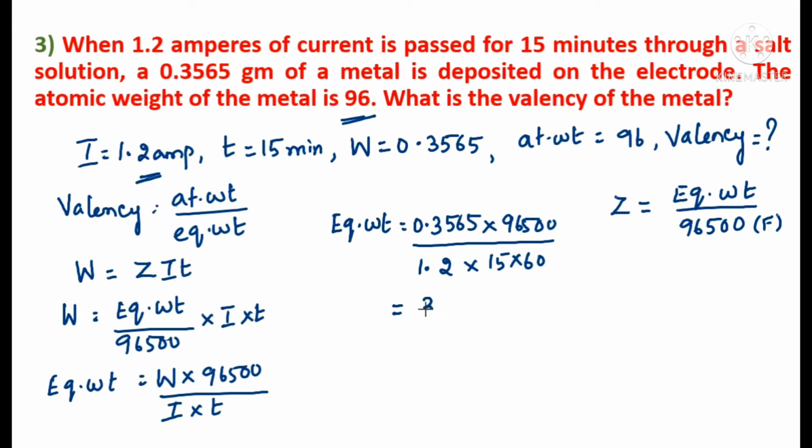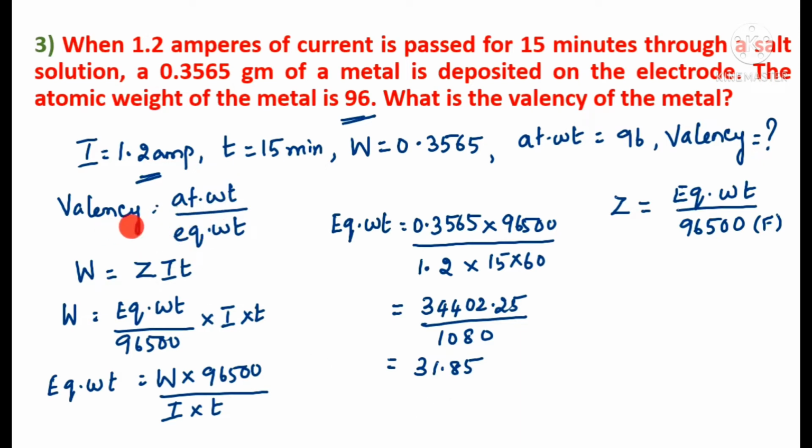So 34,402.25 divided by 1080. Okay, so what's the answer? It's 31.85. Okay, now we are going to substitute the equivalent weight value in this formula.